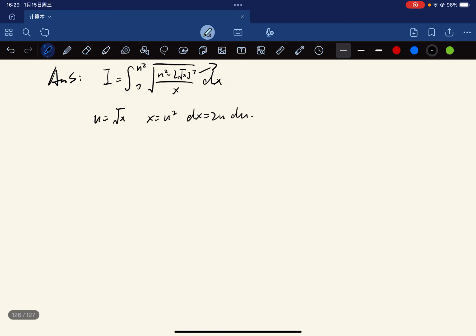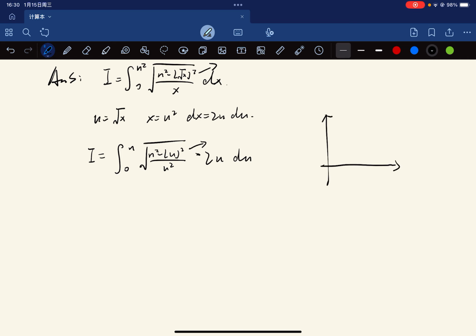And then in this way, we can give I equals the integral from 0 to n, and the inside is the floor function of u over u squared times 2 times u. And we do this in order to simplify the square root of x. And in this way, we can consider the floor function of u. So let's consider this. In terms of the floor function of u, for u from 0 to 1, we can see all the values of the floor function of u equal 0, right?